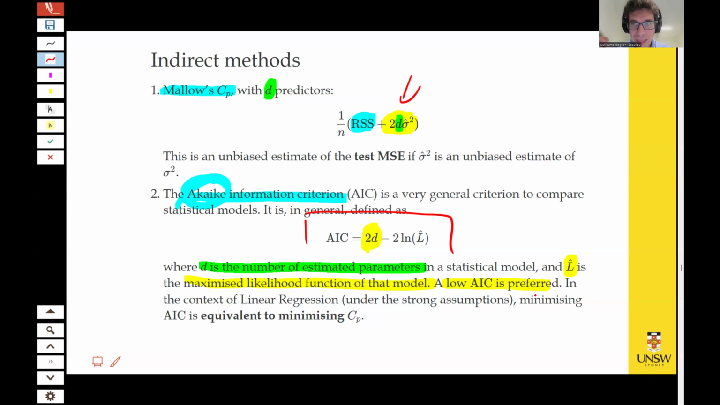But here, in linear regression, it actually completely reduces to the Mallows Cp. So in the case of linear regression, those two things are absolutely equivalent. If you want to minimize the AIC, it's the same thing in linear regression as minimizing the Mallows Cp.